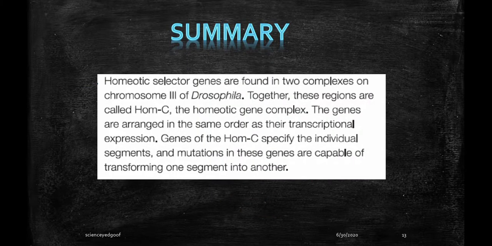So with this, I would like to summarize by saying that the homeotic selector genes are found in two complexes. That is, you have the Antennapedia as well as the Bithorax complex on chromosome 3 of Drosophila. Together, these regions are called the HomC, or the homeotic gene complex, and the genes are arranged in the same order as their transcriptional expression. The HomC specifies individual segments, and mutations are capable of transforming one segment into another. So if there is any mutation, the phenotype also changes, where one segment is converted into another segment.